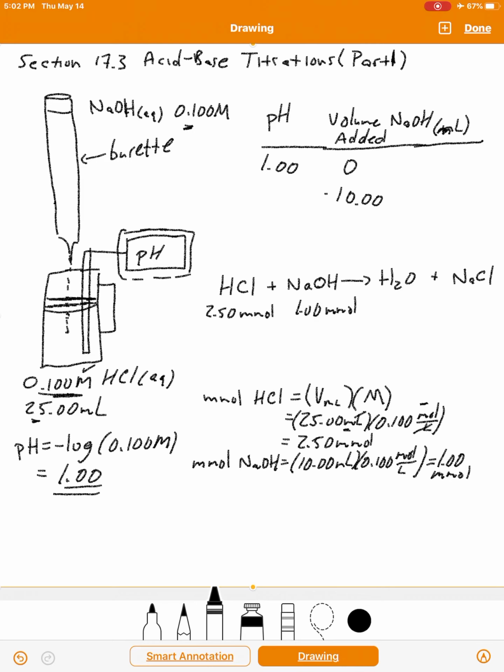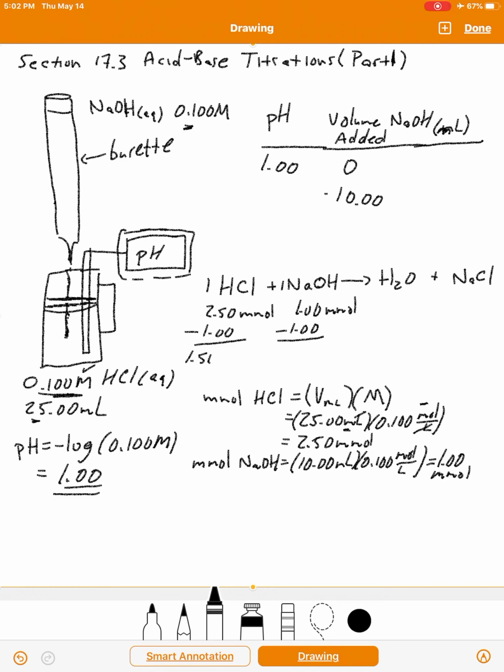Now, here's what happens. These two are reacting. The sodium hydroxide is reacting with the HCl in a 1-to-1 ratio, right? So every time one HCl reacts, it reacts with one NaOH until one of them completely runs out. The one that runs out is the smaller amount, which is the sodium hydroxide, right? 1 millimole is less than 2.5. So the amount of these two reactants that reacts is 1 millimole.